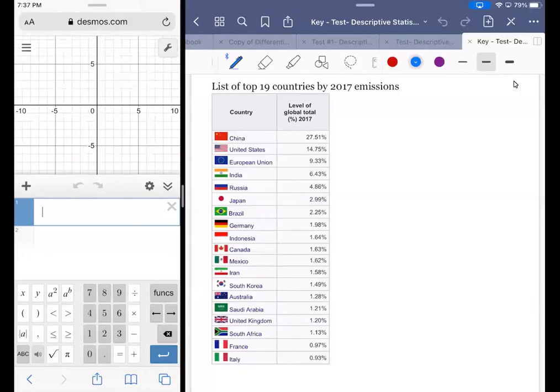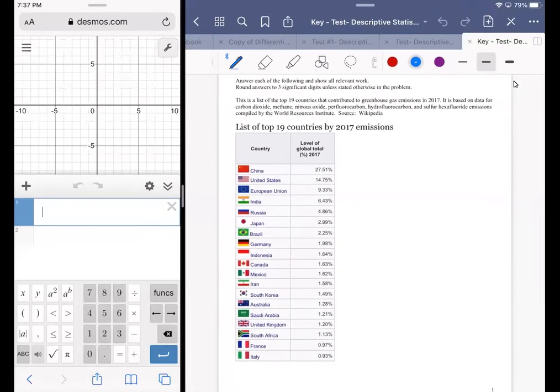So, a list of the top 19 countries by 2017 emissions, with the level of global total and percentages. I forget where I got this... oh, I got it from Wikipedia. It's everybody's go-to, but I usually like to go to something like the CIA World Factbook to get data.